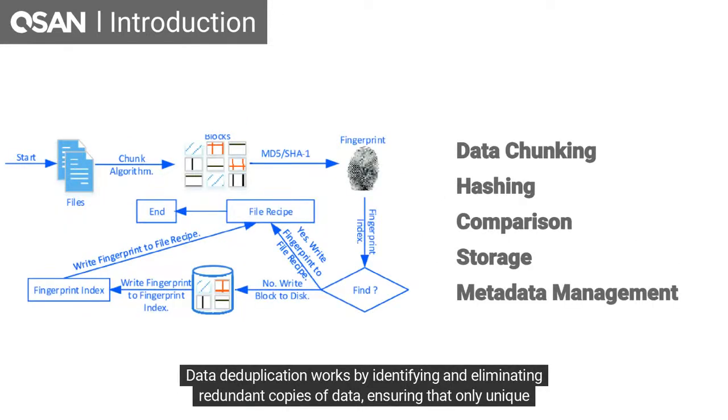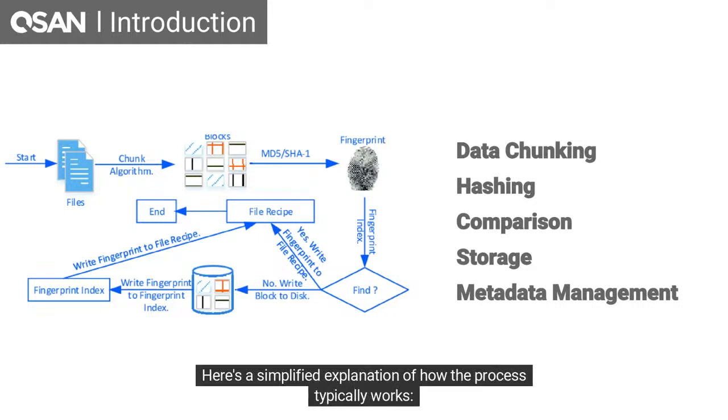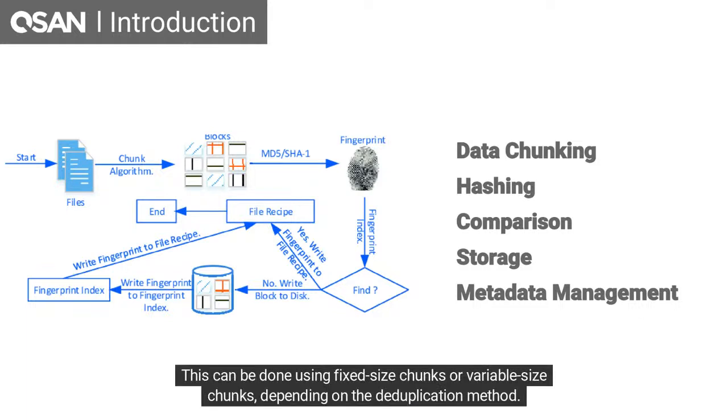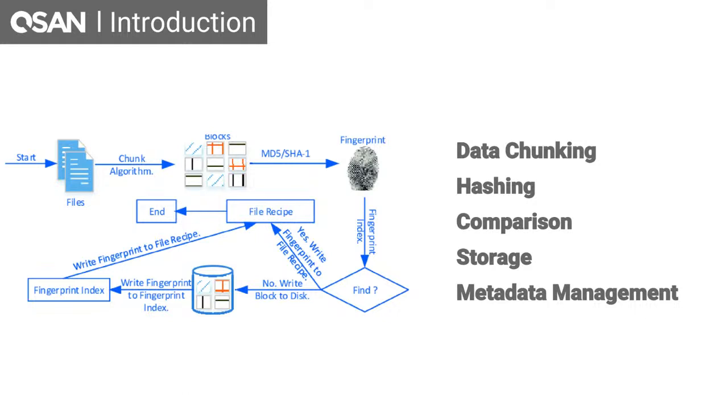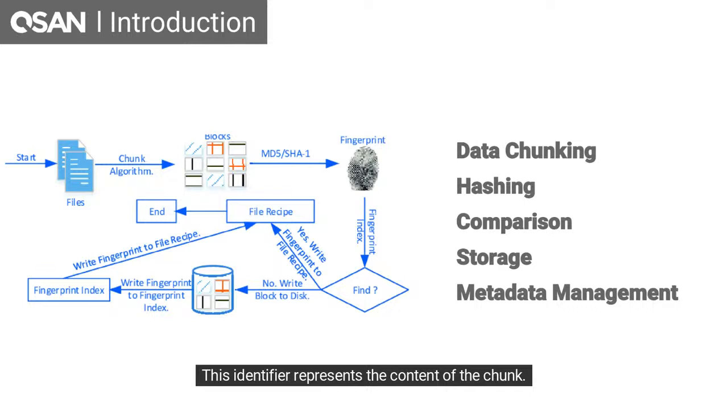Data deduplication works by identifying and eliminating redundant copies of data, ensuring that only unique instances are stored. Here's a simplified explanation of how the process typically works. 1. Data chunking. The data is divided into smaller chunks or segments. This can be done using fixed-size chunks or variable-size chunks, depending on the deduplication method. 2. Hashing. Each chunk is processed through a hashing algorithm to generate a unique identifier called a hash value or fingerprint.